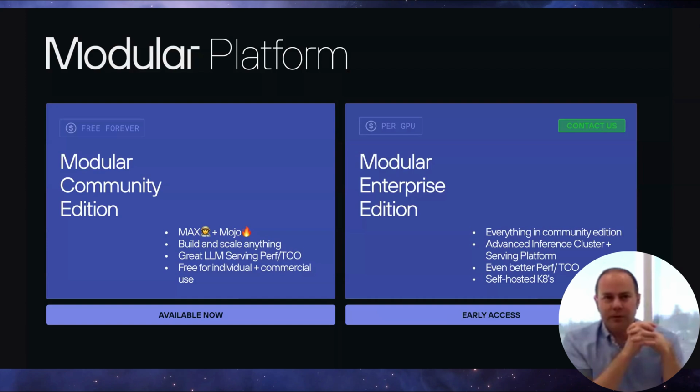And so you'll see this on our website soon, potentially literally right now, where we have the Modular Community Edition, which is free, and we have the Enterprise Edition, which is paid. You can contact us if you're interested in scaling AI and you want the enterprise solution. But I think what we'll do is spend a bunch of time today talking about the community edition, because I think that's where we've gotten the most questions.